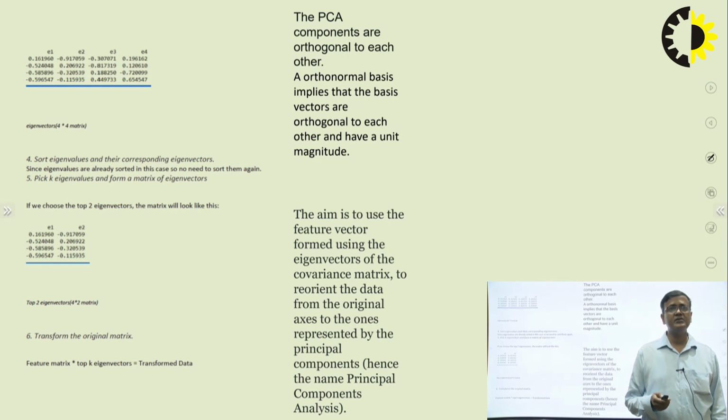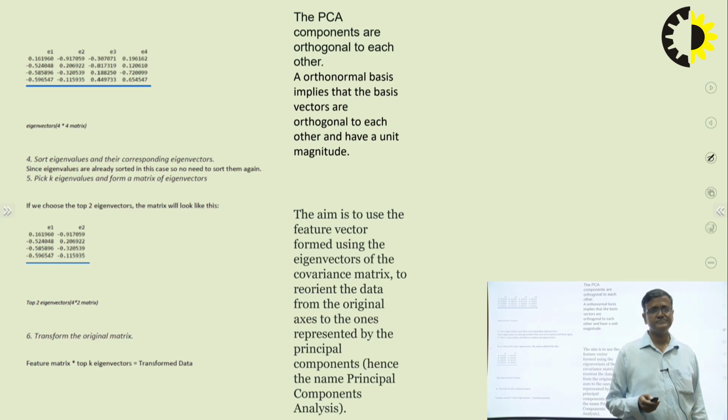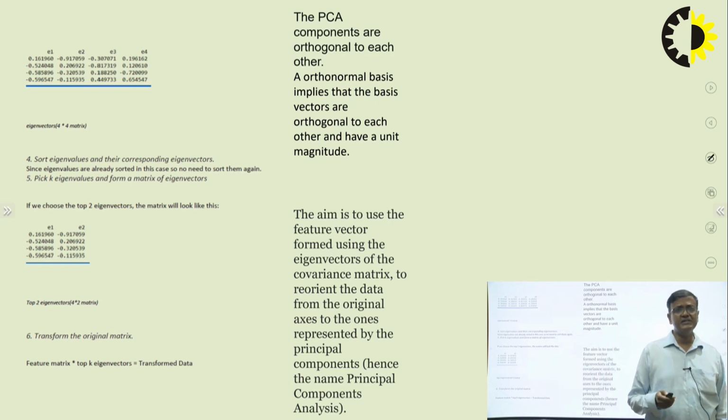So the principal components are orthogonal to each other, and the orthonormal basis implies that the basis vectors are orthogonal to each other and have a unit magnitude. The aim is to use the feature vector formed using the eigenvectors of the covariance matrix to reorient the data from the original axes to the ones represented by the principal components, hence the name principal component analysis.